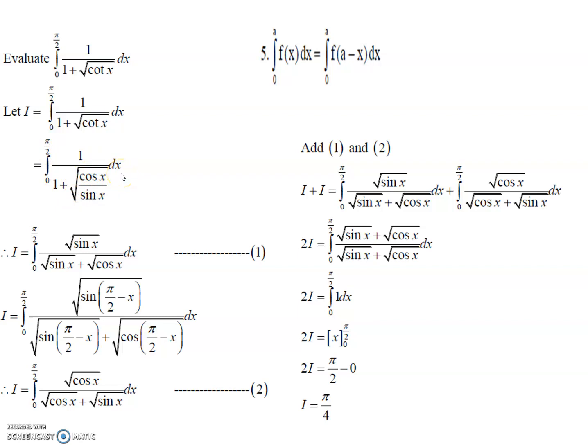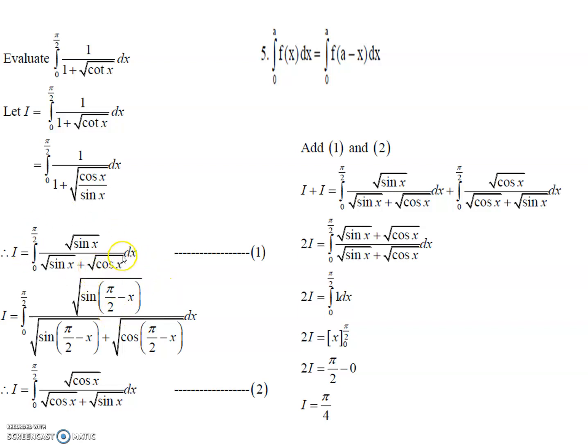We know that root a upon b is equal to root a upon root b. That's why we have to separate the root and cross multiply. We have to simplify this numerator and denominator. We derive I is equal to integral from lower limit 0 to upper limit pi by 2 of under root sin x upon under root sin x plus under root cos x dx. So we have to remind this form.